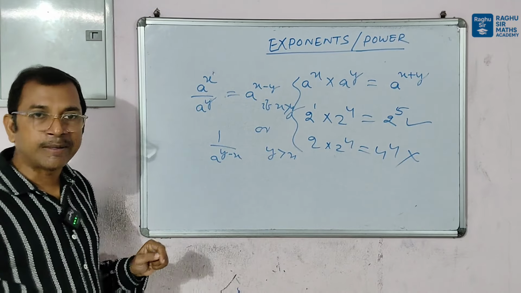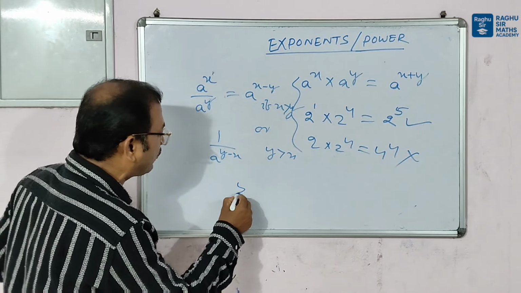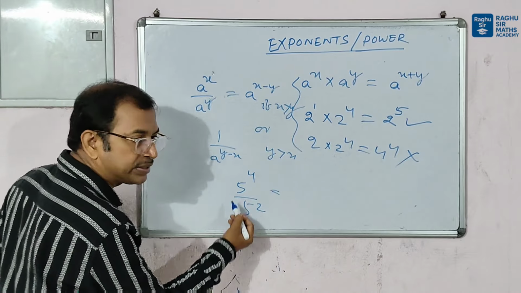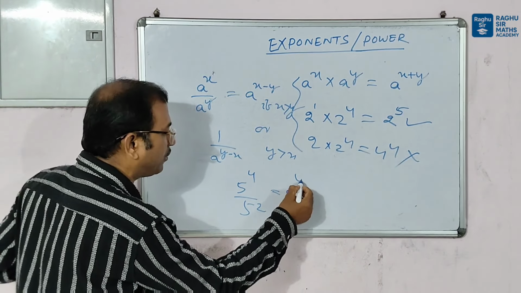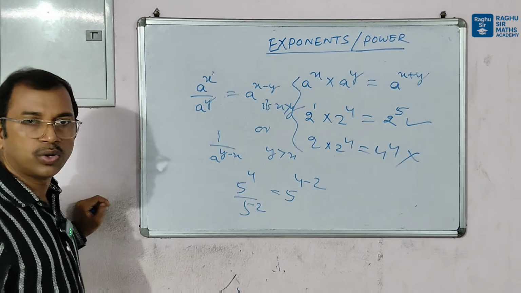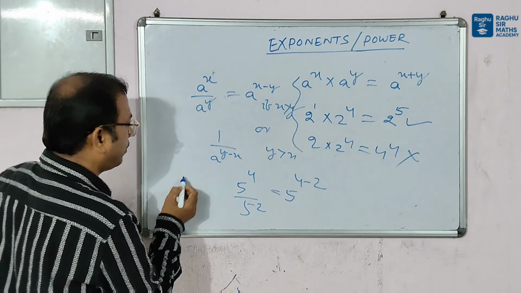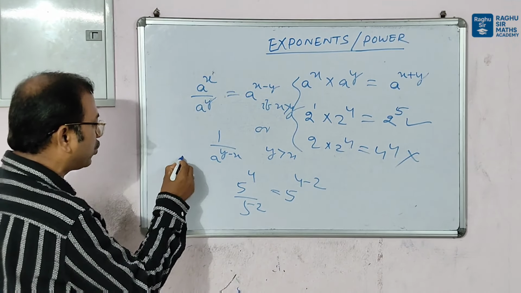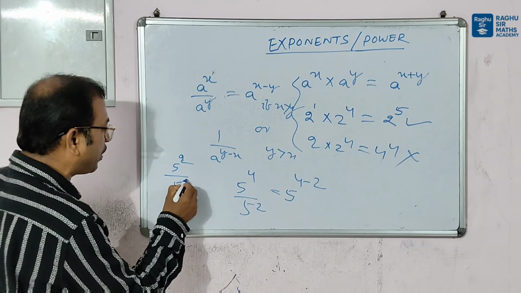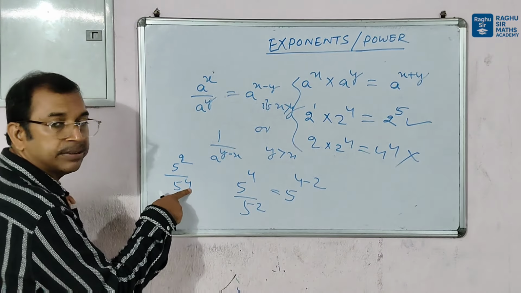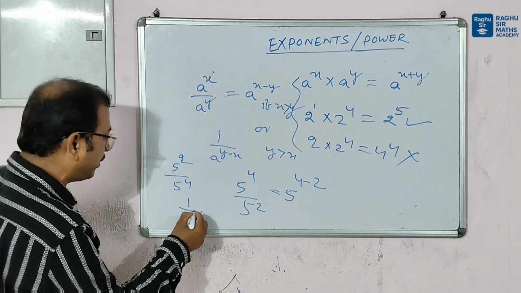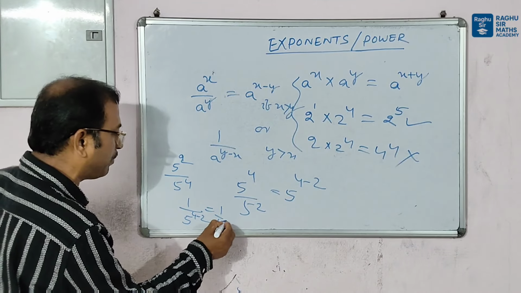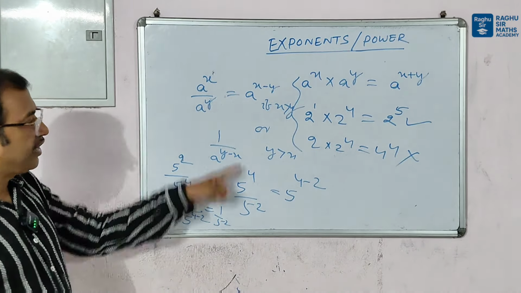I am giving certain examples. Let's see, 5 to the power 4 divided by 5 to the power 2. Same base, so 5 to the power 4 minus 2. Another example, 5 to the power 2 divided by 5 to the power 4. Here the denominator has the bigger power, so 1 by 5 to the power 4 minus 2, that is 1 by 5 to the power 2. Okay, so this is the division rule.